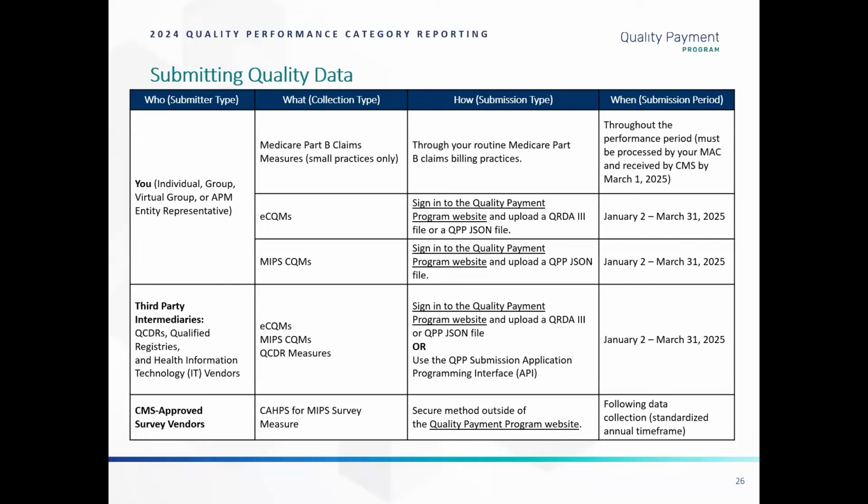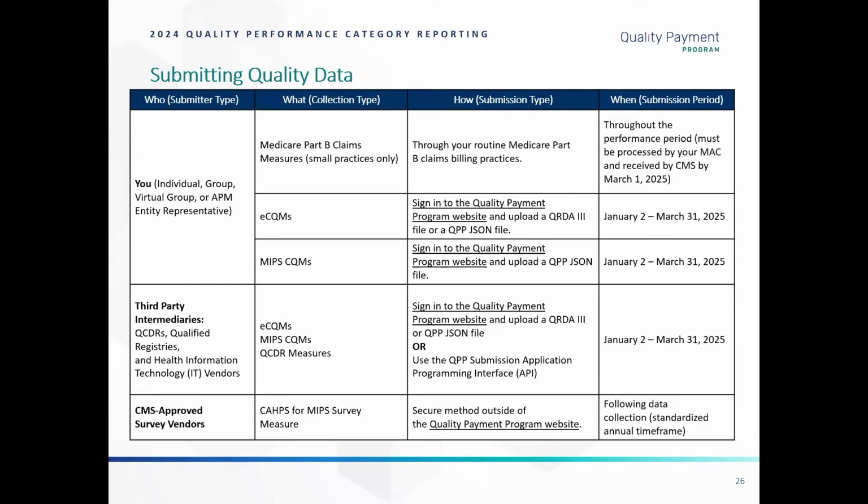So submitting quality data. This slide outlines the different elements relating to submitting quality data. So submitter type is who, which is you, a third-party intermediary, or CMS-approved survey vendor. The collection type, which is the what. Again, the collection types include Medicare Part B claims measures, ECQMs, MIPS CQMs, and the CAHPS for MIPS survey measure. So submission type, which is the how. So through your routine Medicare Part B claims billing practices, you can also sign into the Quality Payment Program website and upload a QRDA3 file or a QPP JSON file. And I just want to note that when you're, let's say, reporting the CAHPS for MIPS survey measure, it's through a secure method outside of the Quality Payment Program website.